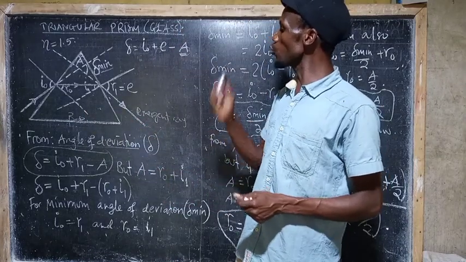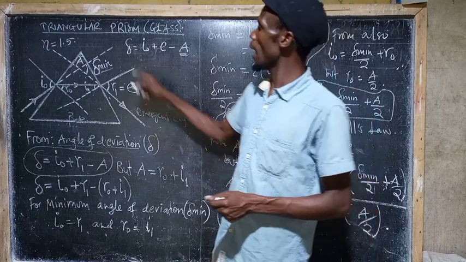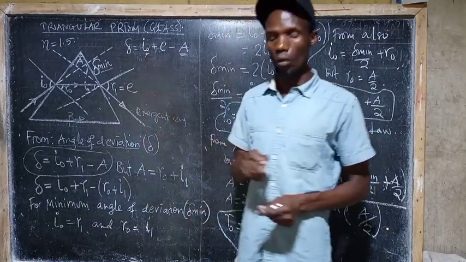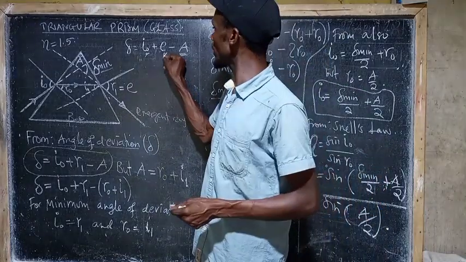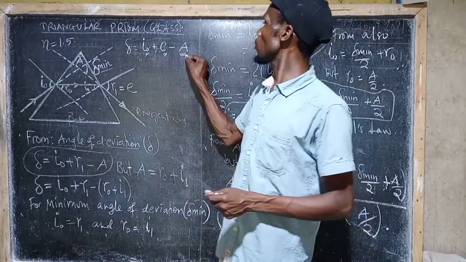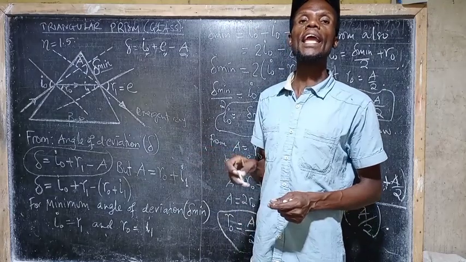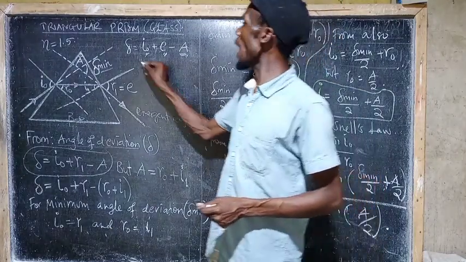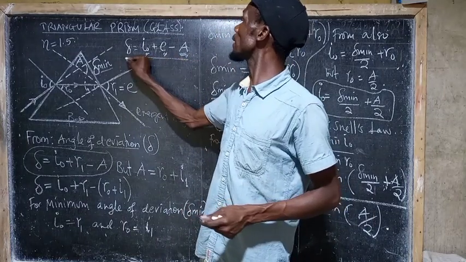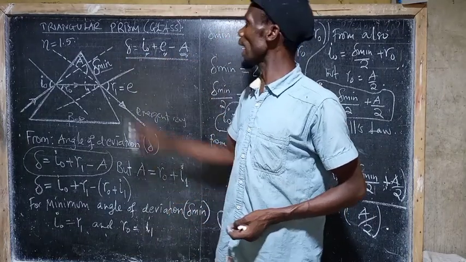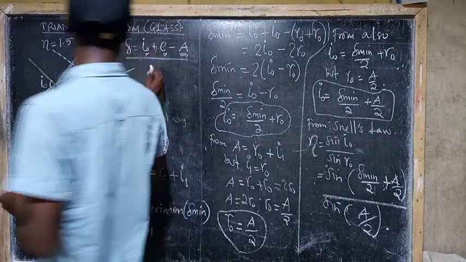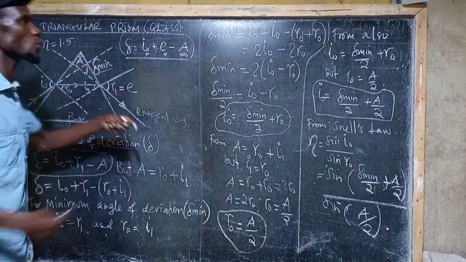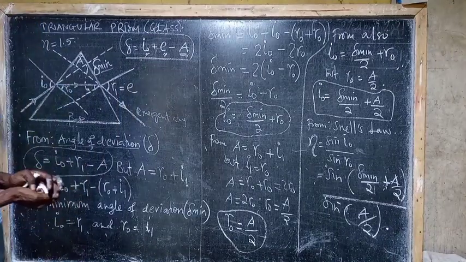Kwa maana hiyo, ili tuweze kupata kitu ambacho kinaitwa angle of deviation, lazima tuchukue instant angle, halafu tuchukue emergent angle, halafu tu-subtract hii hapa angle of prism. Hiyo ni point ya msingi sana. So this is how we can obtain the angle of deviation, and that is what we learned. Nilielezea vizuri mpaka kufika hapa. Kama unahitaji unaweza kuangalia kwenye video zetu za nyuma.